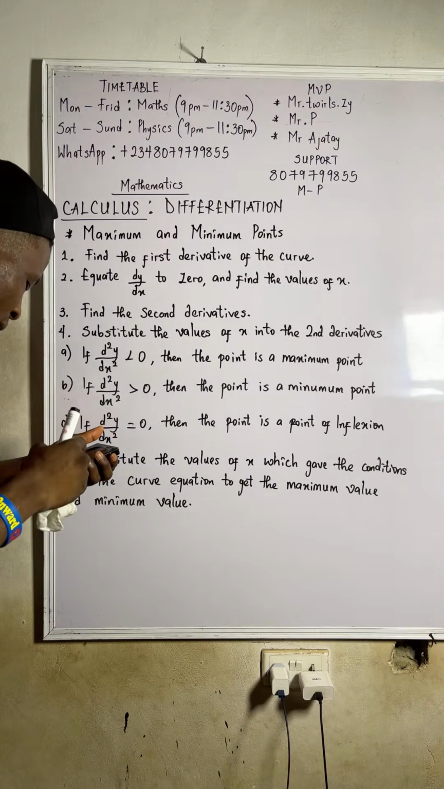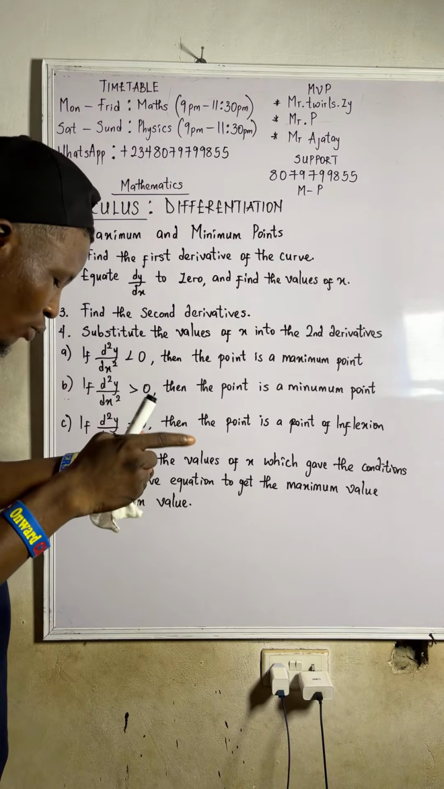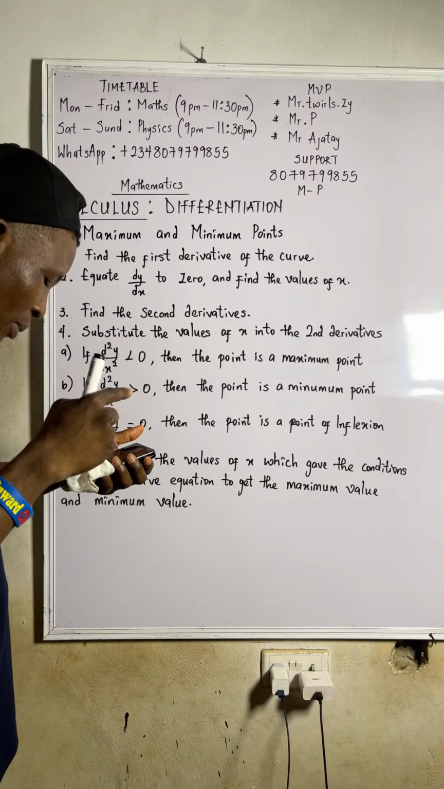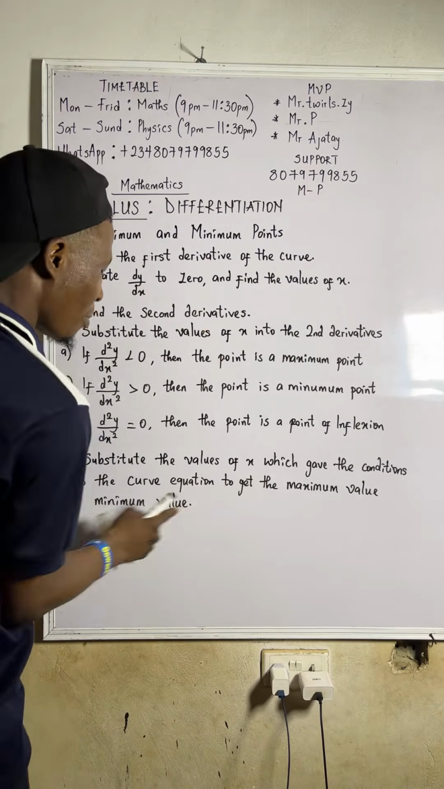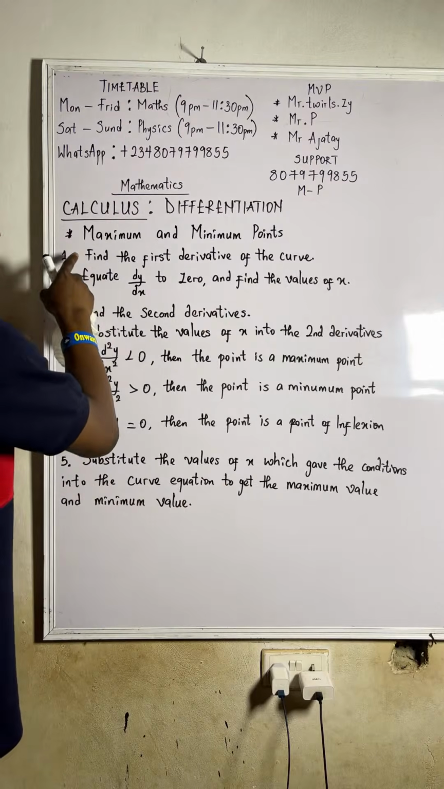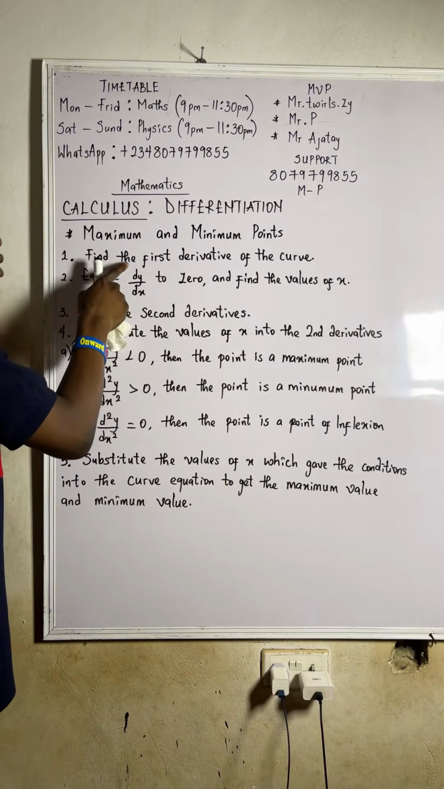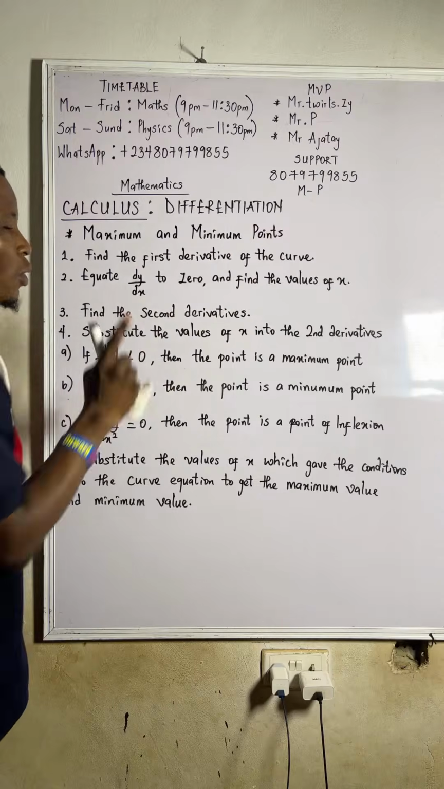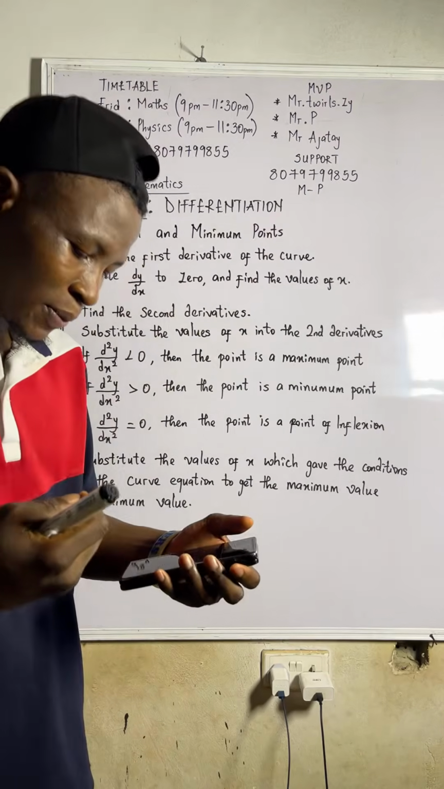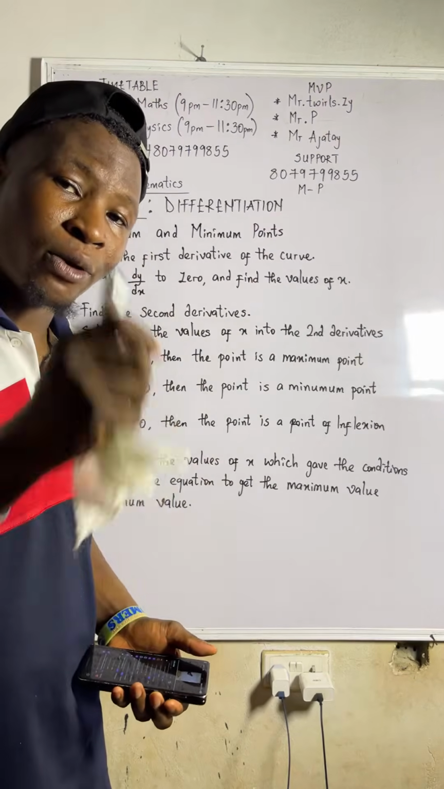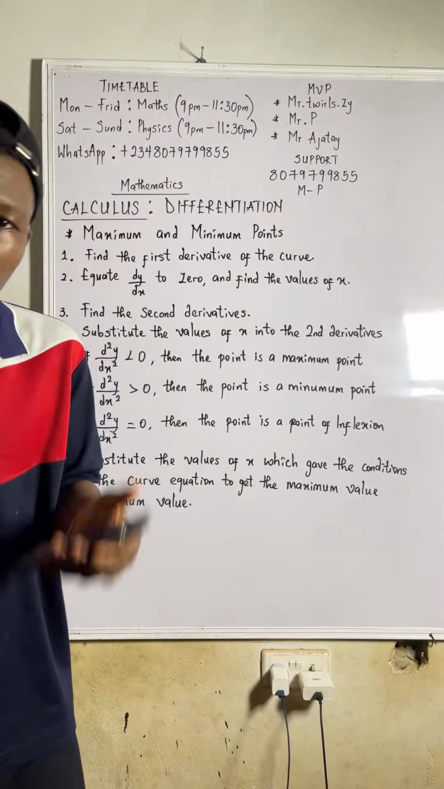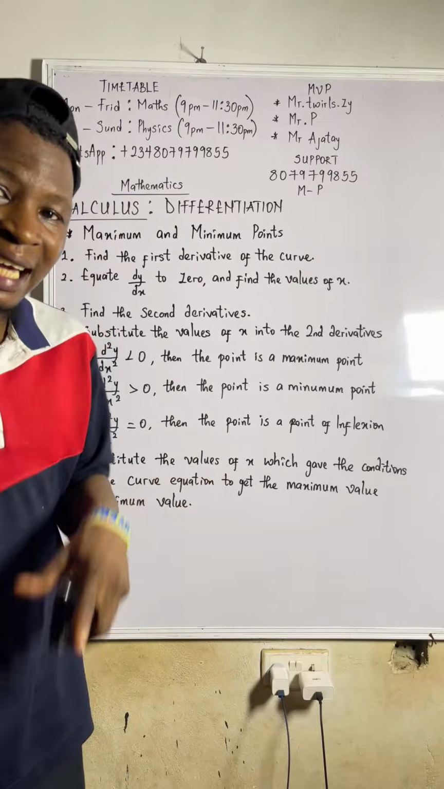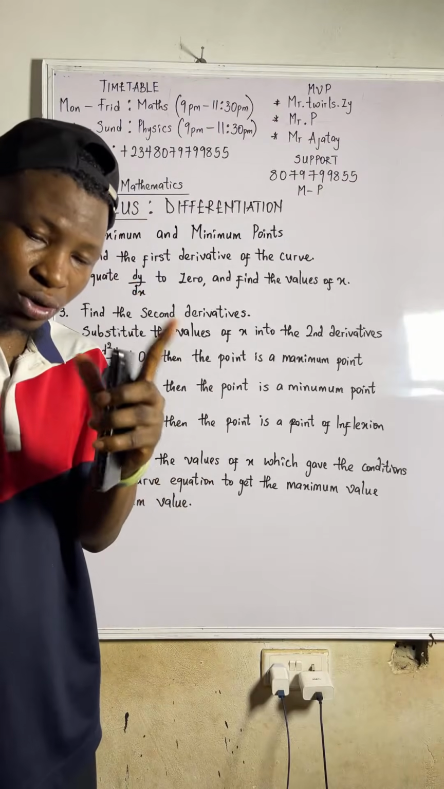Point is different from value. Maximum and minimum point is different from maximum and minimum value. That's what I mean. So what are the steps? The first thing is to find the first derivative of the curve. You have to find dy/dx. That's the first thing. You differentiate once.